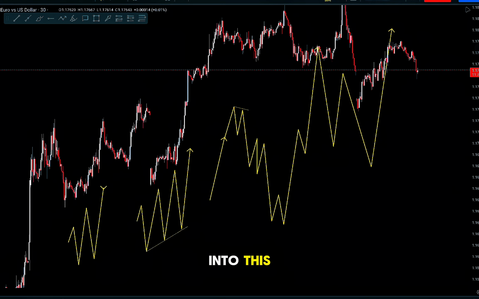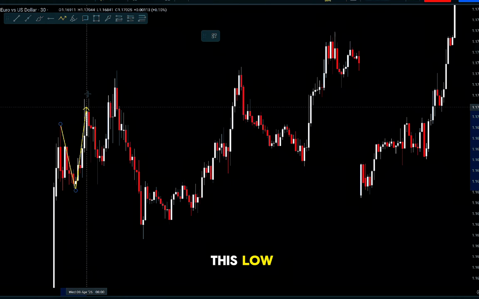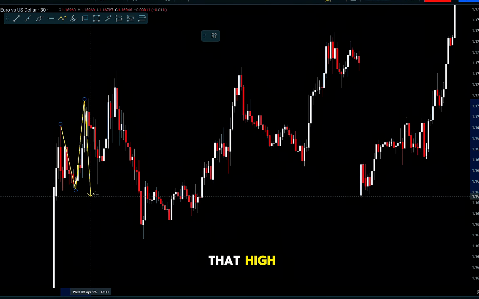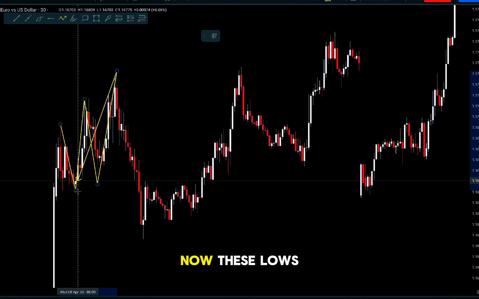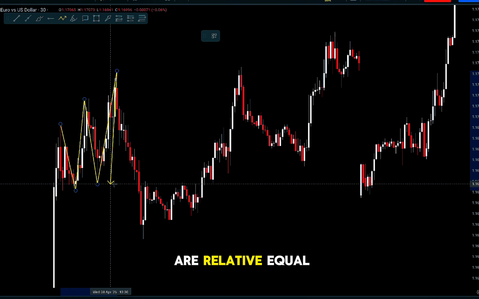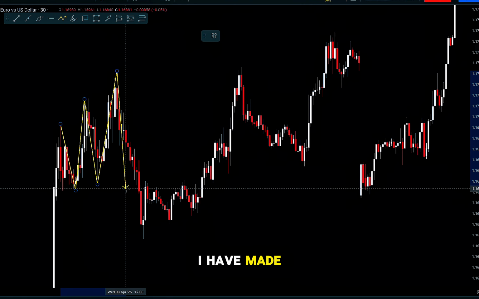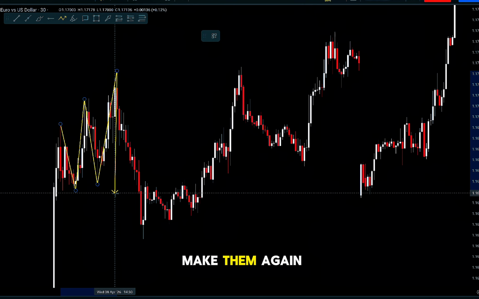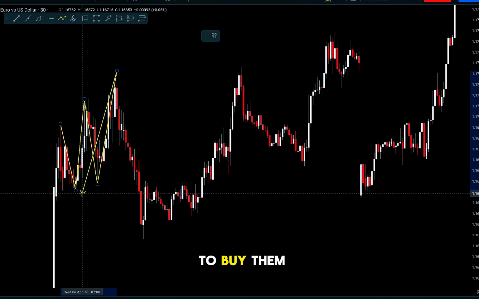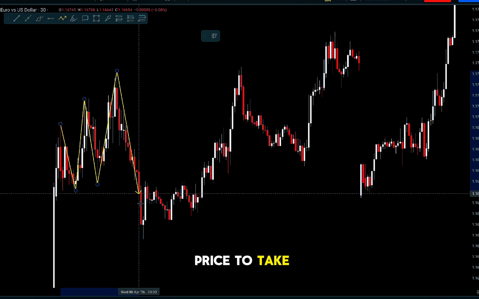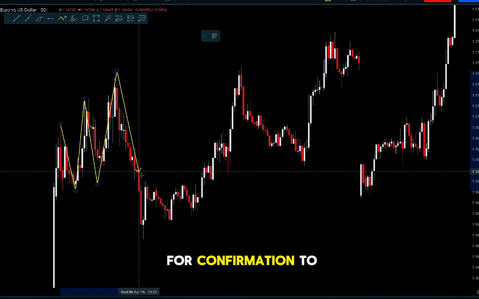If we look at this price action here, we can see the price created this low, and then it went to break that high, came back, and then created this low again, and then broke structure. Now, these lows are relative equal lows, and you do not want to be trading these lows. I have made these mistakes, and I don't want you to make them again. These lows here, you never want to be trying to buy them. Either wait for price to take them out before you start buying, or when price takes them out, then you look for confirmation to enter.